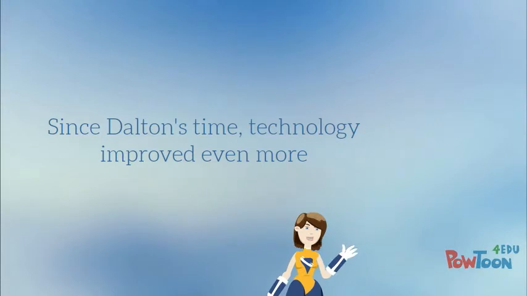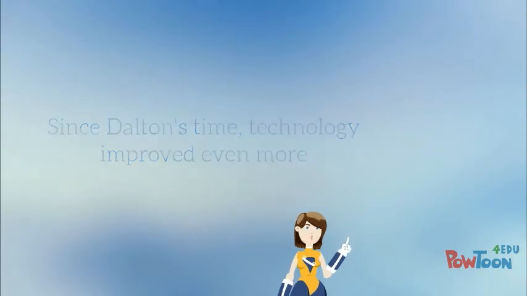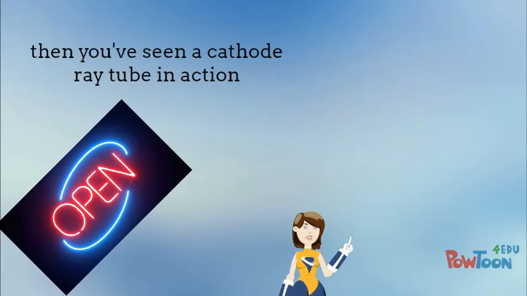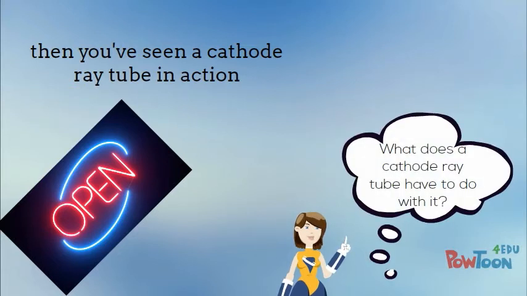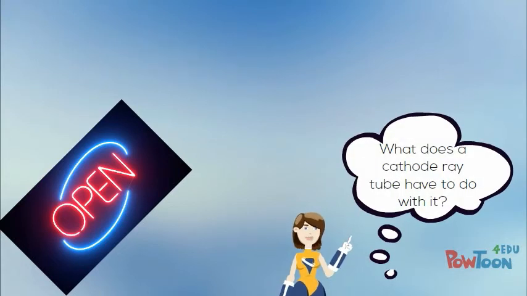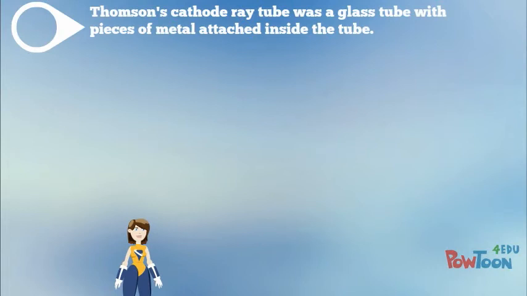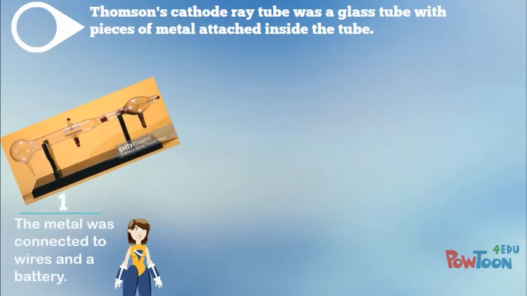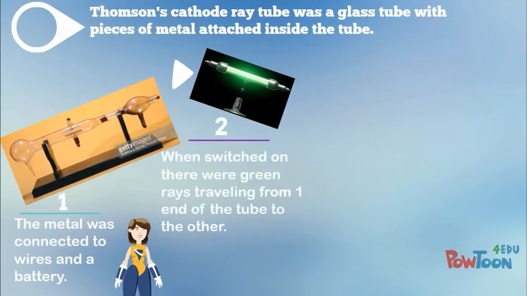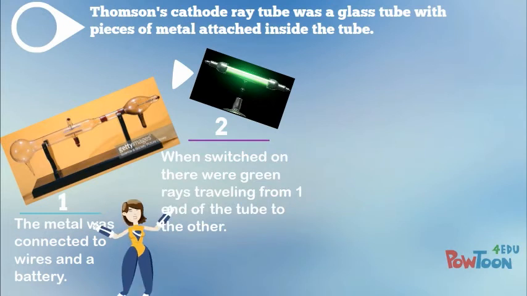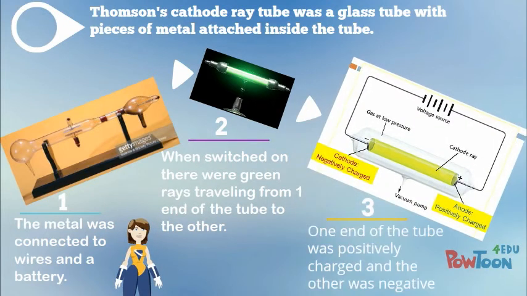Since Dalton's time, technology had improved even more. If you've ever seen a neon sign, then you've seen a cathode ray tube in action. But what does a cathode ray tube have to do with it? Thomson's cathode ray tube was a glass tube with pieces of metal attached inside the tube. The metal was connected to wires and a battery. When switched on, there were green rays traveling from one end of the tube to the other. One end of the tube was positively charged and the other was negative.